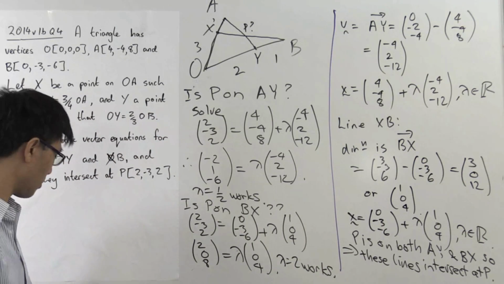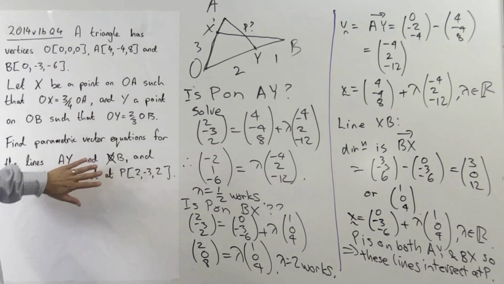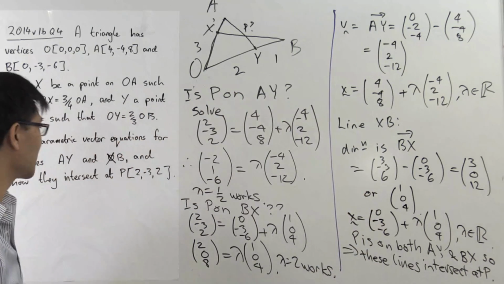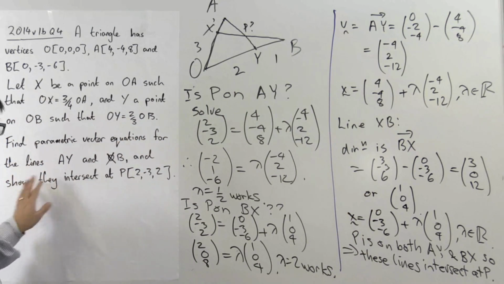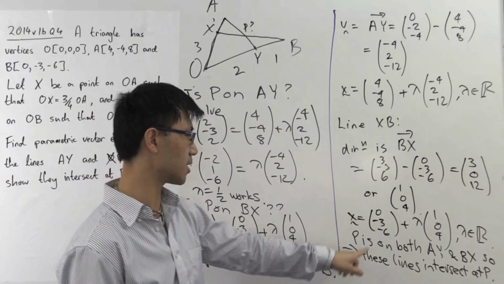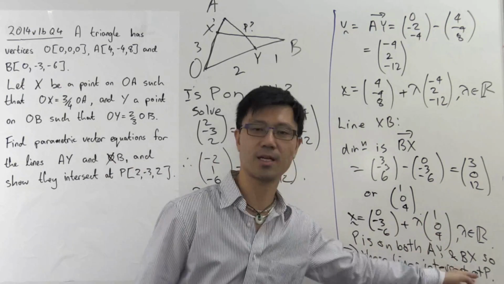Okay, so remember, it's always a good idea to make sure you answer the question that's given to you. Sometimes you do so many calculations you forget why you're doing them. So it asks you, do they intersect? And so repeat that you've shown that they intersect. So P is on both of them. That's what you showed here, and hence these lines intersect at P.